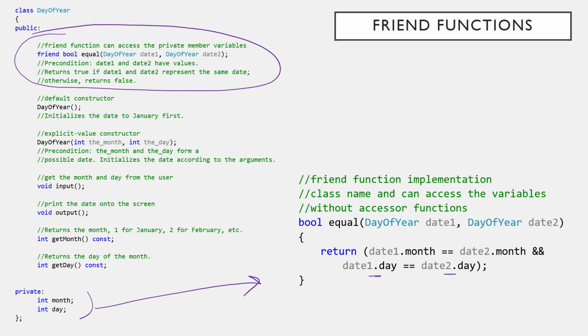And you would use non-member functions when you are dealing with more than one object. So we're comparing two different objects of type DayOfYear. So you want to use a non-member function, and you want to use a friend function because the friend function can then access the private member variables with just the dot operator.